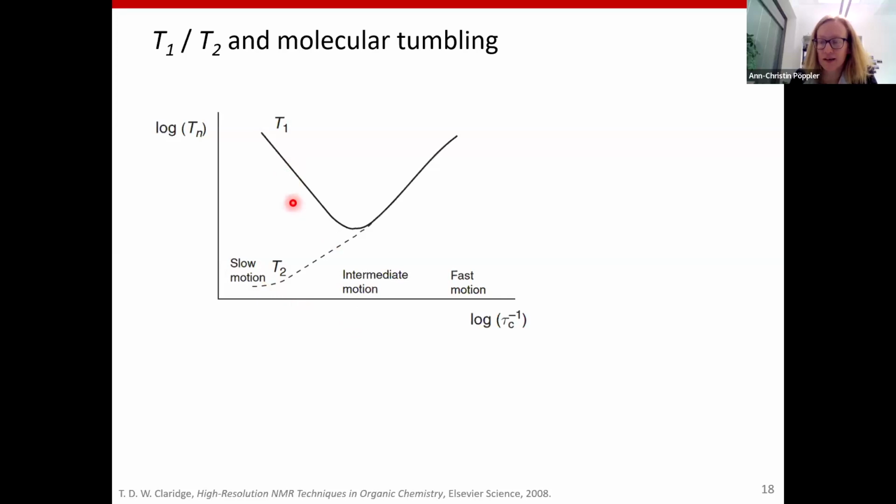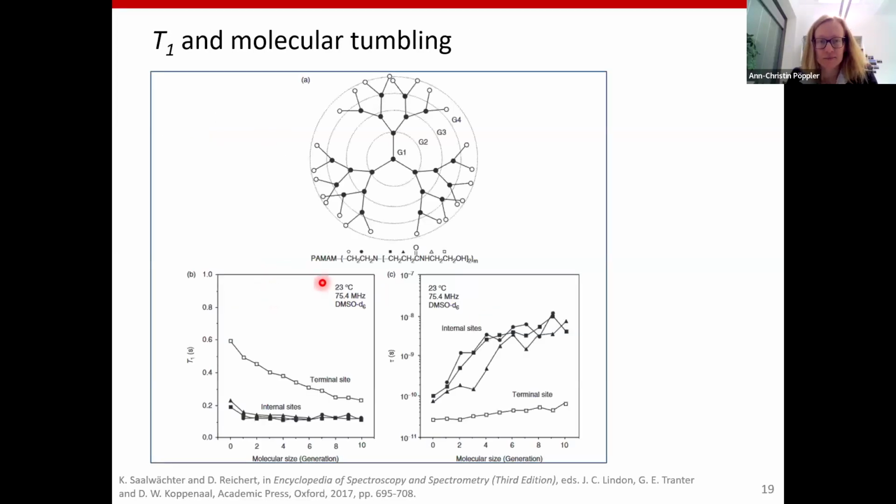And then I don't need to remind you that with polymers, super large molecules, or with solids, we're here on the right side and kind of getting the worst from both worlds. We're having long T1 times, which means long experiment times, and we have short T2 times, which means that we have broad signals. And I would like to introduce you to two examples covering this T1 and T2 part.